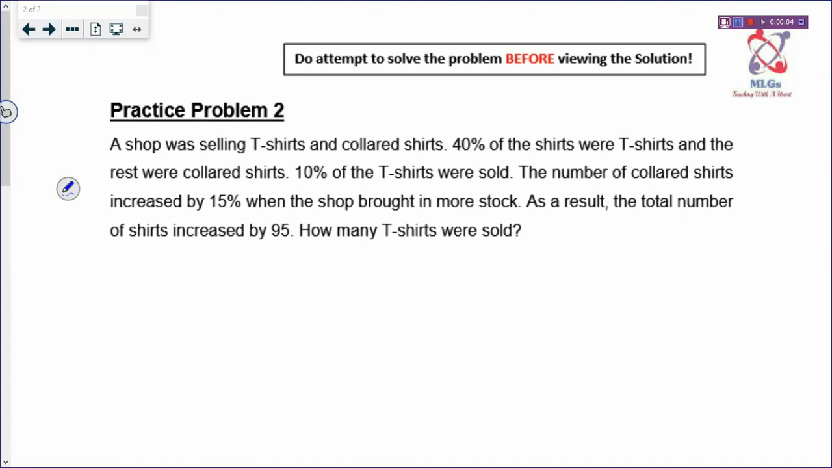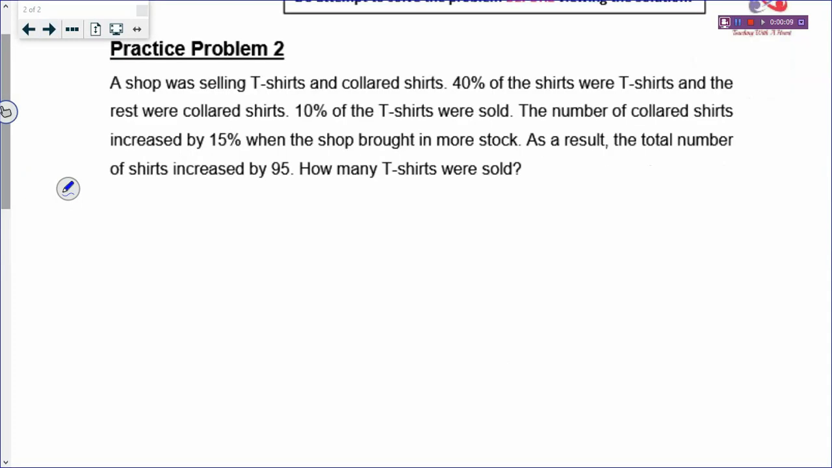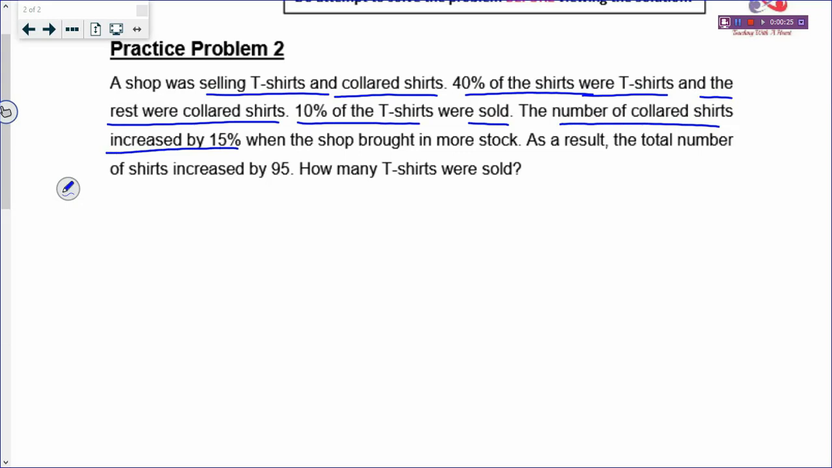We are now going to look at practice problem 2, and let's continue to see how to use a table to solve the problem. A shop was selling t-shirts and collar shirts. 40% of the shirts were t-shirts and the rest were collar shirts. 10% of the t-shirts were sold and the collar shirts increased by 15% when the shop brought in more stock. As a result, the total number of shirts increased by 95. So how many t-shirts were sold?